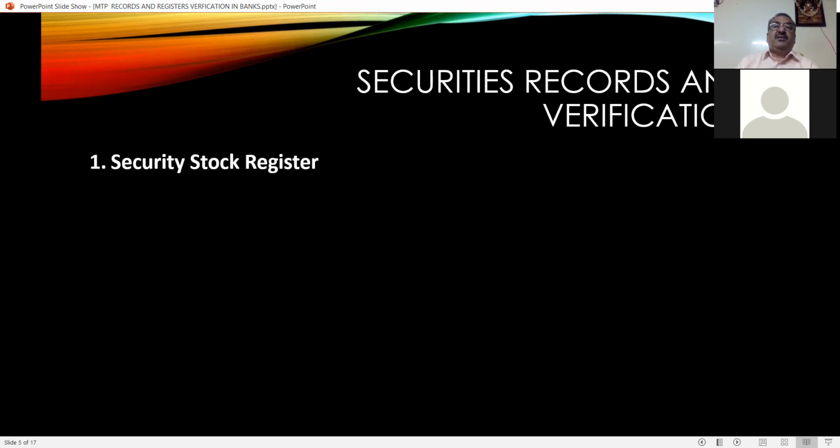And now securities. What are the securities? Unissued DD, fixed deposit receipt, then pay order, traveler's check, gift checks are all called securities. For that, you have to ask for the security stock register.